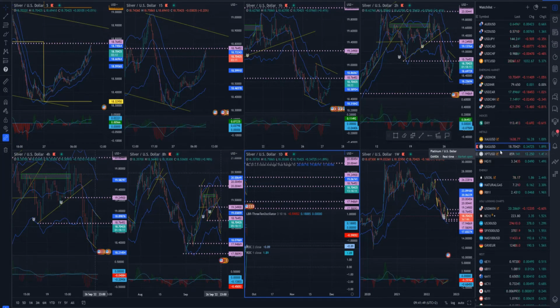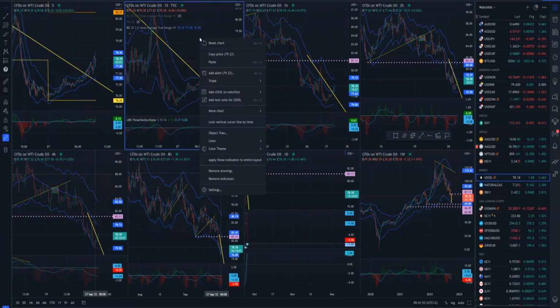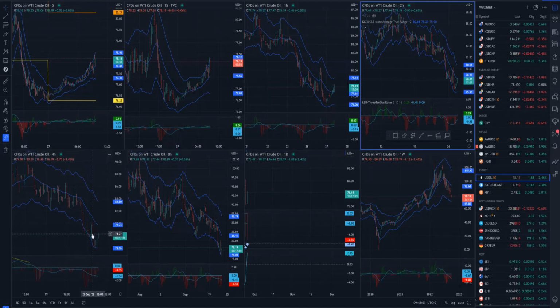Speaking of crude oil, we can find that the market had some divergence here on the 4-hour time frame. The market made a lower low and also made a higher low. We can see that here on the 4-hour time frame.